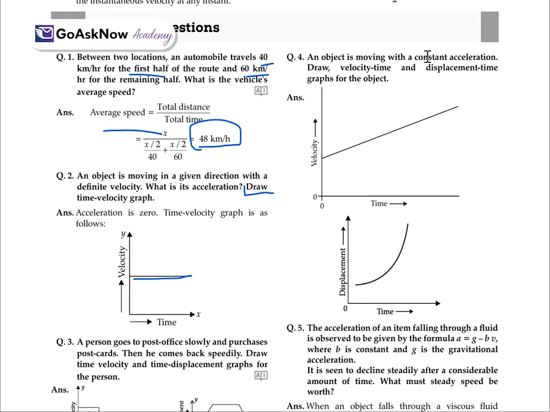Another question: an object is moving with constant acceleration. Draw the velocity-time graph and the displacement-time graph for the object. Here it's very clear that the object is moving with a constant acceleration, so the velocity-time graph will be like this when it has only constant acceleration. And when we talk about displacement and time, it will be parabolic in shape, when the acceleration is not zero.